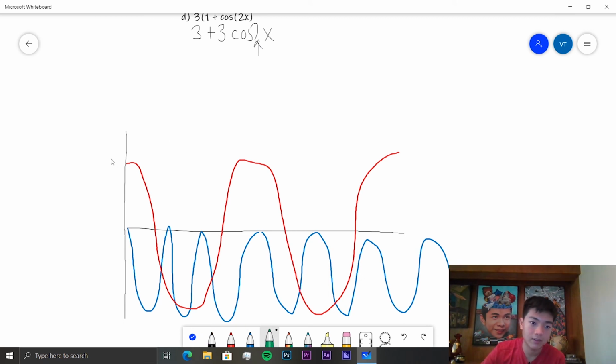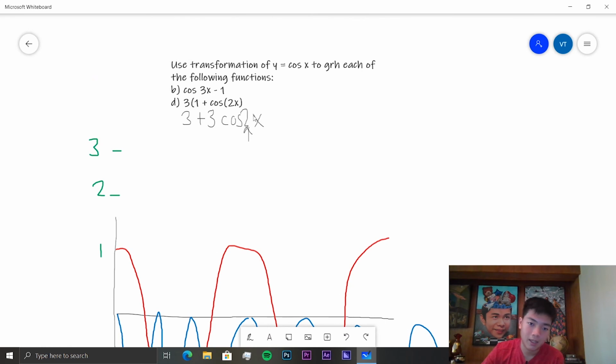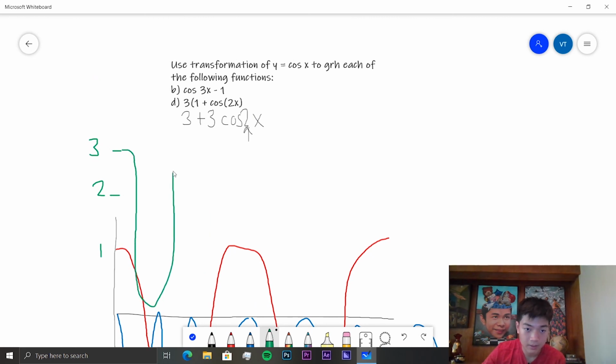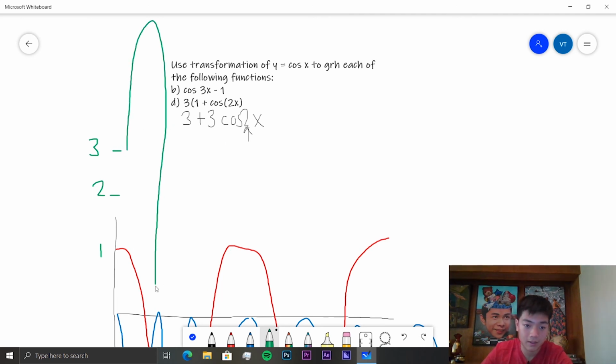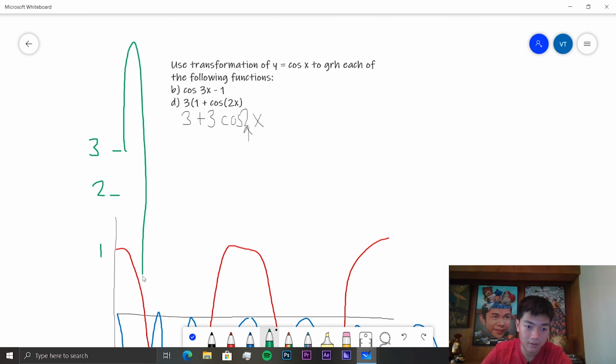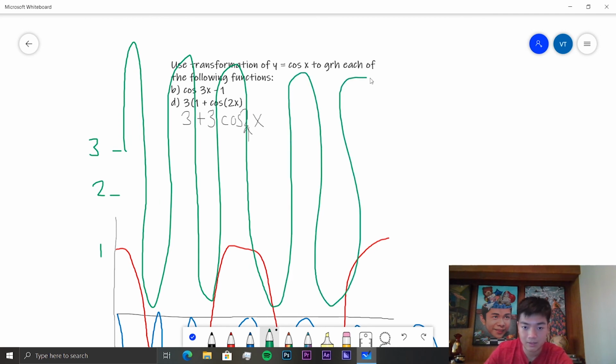That's a lot to take in. So this is 1. We need to go 2, 3. And then on top of that, it's 3 cosine 2x. So we need to make it repeat twice every time this original graph repeats once. And we need to make this the middle. So it should be, oh dear. Yeah, it should look something like this.